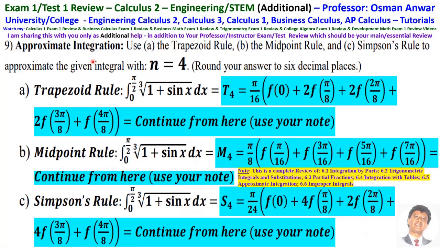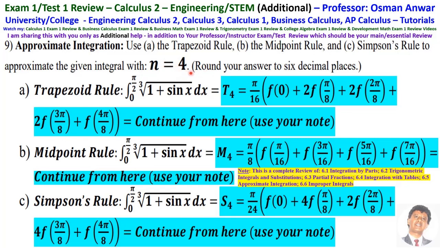Number 9 is approximate integration. Use trapezoid rule, midpoint rule, and Simpson's rule to approximate the given integral with n equals 4. First, we need to find delta x. Delta x is (b minus a) over n, which is (pi over 2 minus 0) over 4, which is pi over 8.